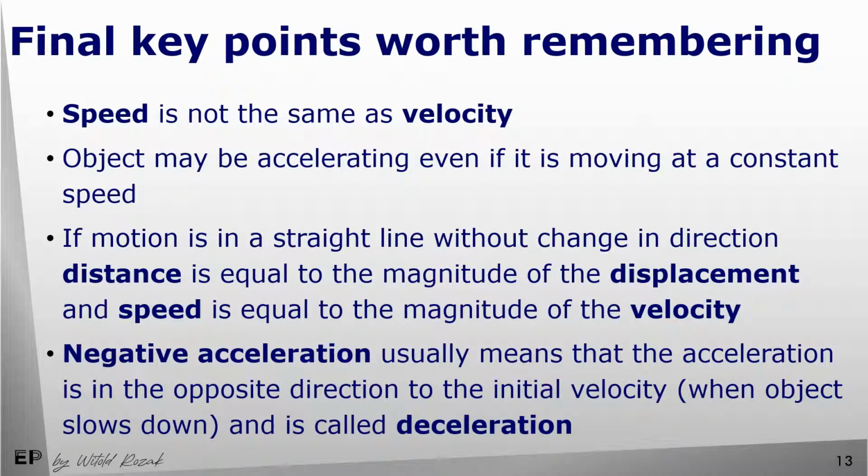When we are dealing with vectors, direction is important. When I consider vectors, I usually choose the direction of the initial velocity to be positive. So negative acceleration means that acceleration is in the opposite direction to the initial velocity. This happens when objects slow down. It is worth remembering that negative acceleration is called deceleration.